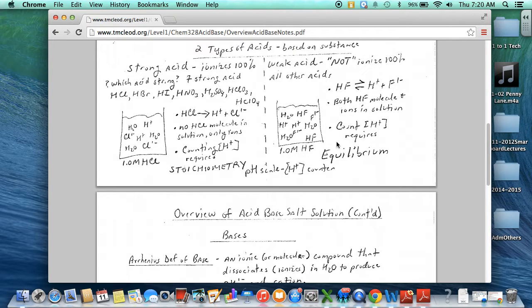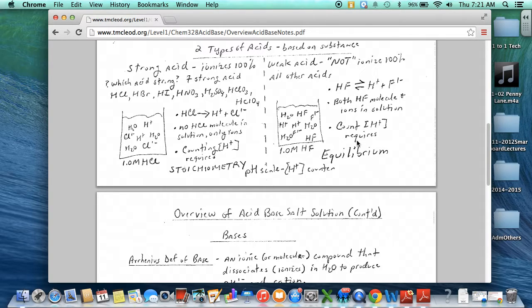Stoichiometry won't work because we can't say for every 1 mole of HF we get 1 mole of H plus, like we can say over here. That's only true if it goes to completion, which is stoichiometry. Here we have to do equilibrium. So when we count H pluses, we have to do equilibrium for weak acids.